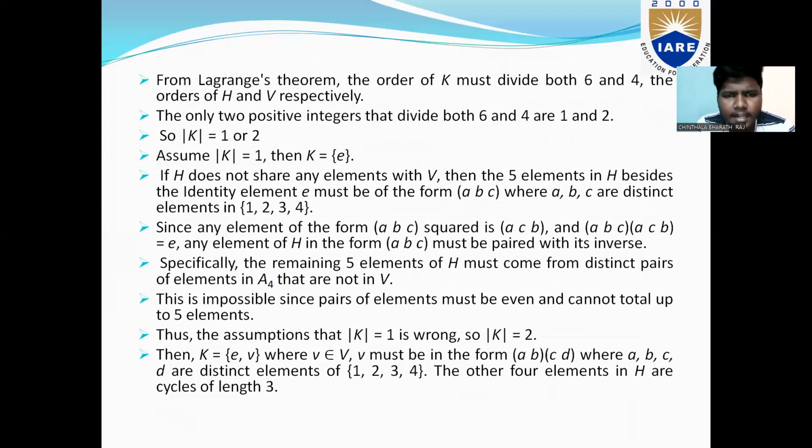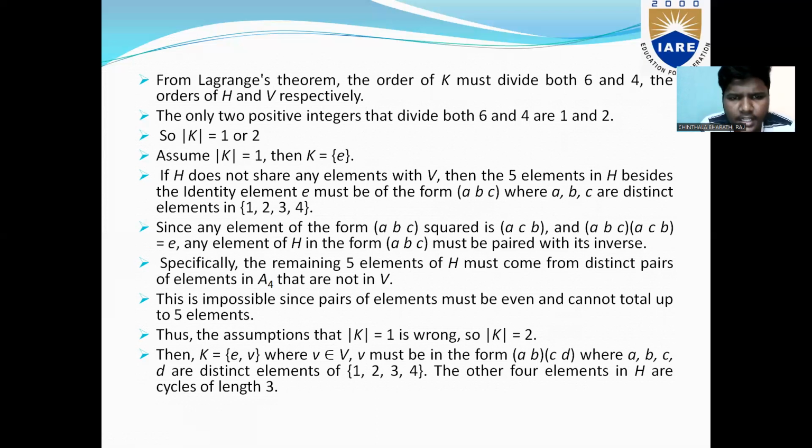Now, by Lagrange's theorem, the order of K must divide both 6 and 4, the orders of H and V respectively. The only two positive integers that divide both 6 and 4 are 1 and 2. So the order of K equals 1 or 2. Let us first take the order of K equal to 1, then K equals e.